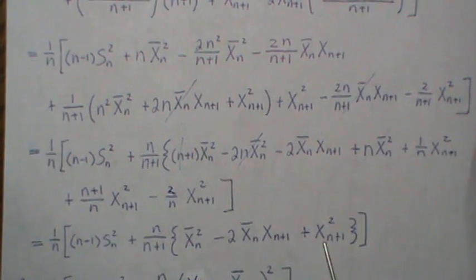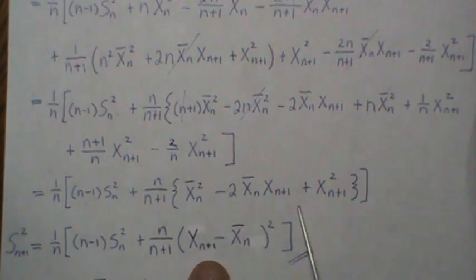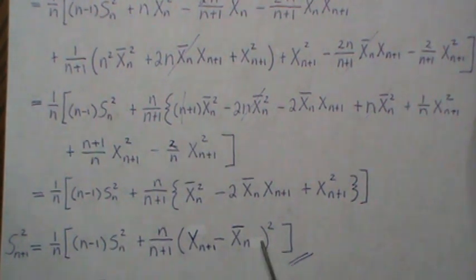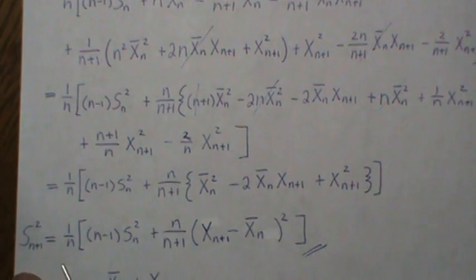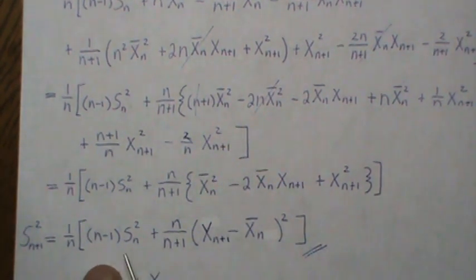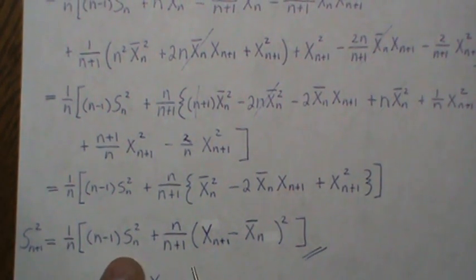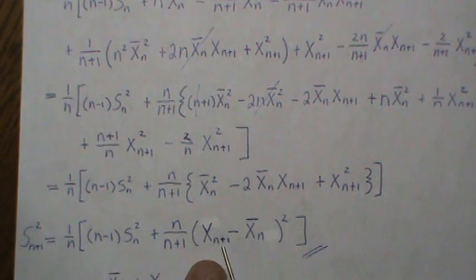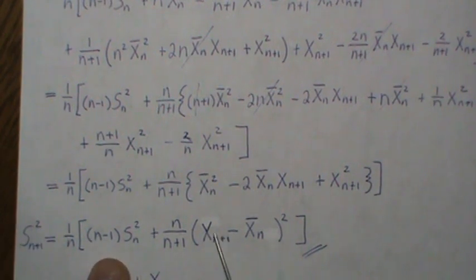Now, this piece here is a square, right? If you square this, you get this back. Well, then now actually we're finished, right? So remember, this is x_{n+1} squared is equal to this. So we know n, we know the sample variance of size n, we know the next observation, and we know the sample mean for the sample size of n. So this is it. We're adding that observation and recalculating the sample variance.